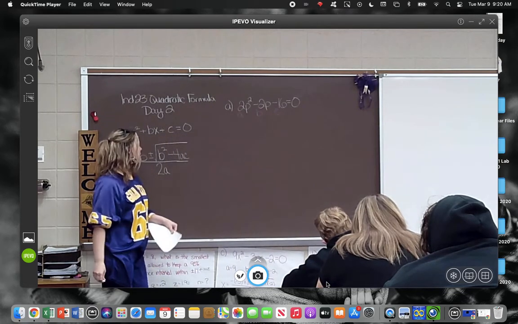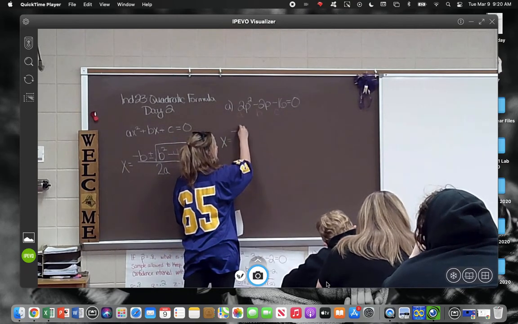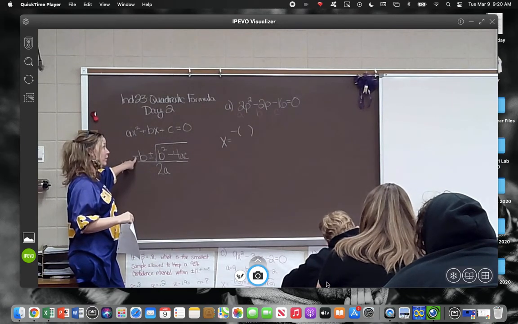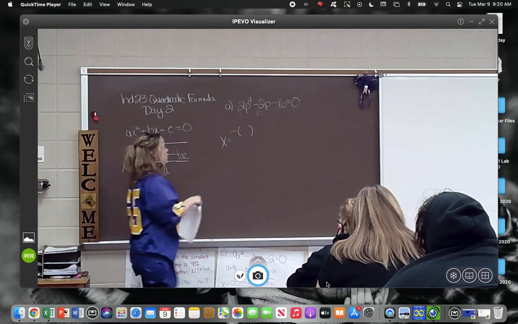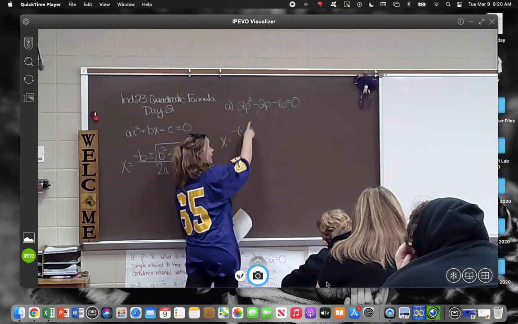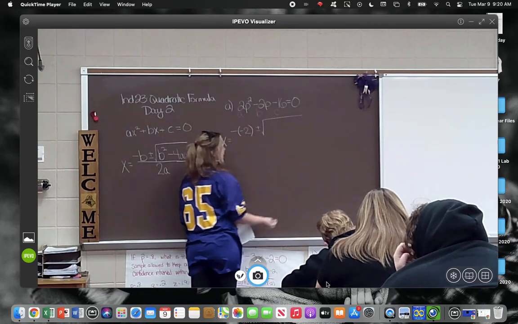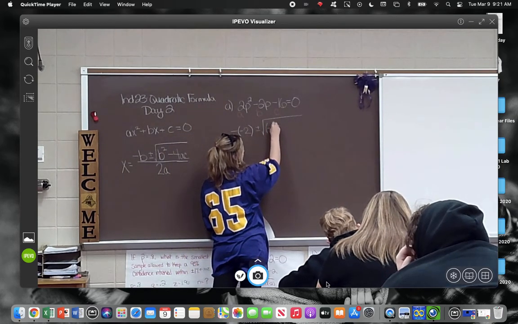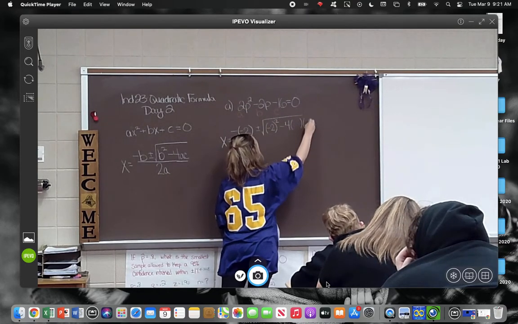So I'm going to plug in what I know. I always put parentheses around what I'm plugging in. There already is a negative in the formula, but what am I plugging in for b? Negative 2. So this negative came from the formula, this negative came from the equation. And then inside the square root, I've got b squared. So b is negative 2, and we're going to square it. Minus 4 times a times c.